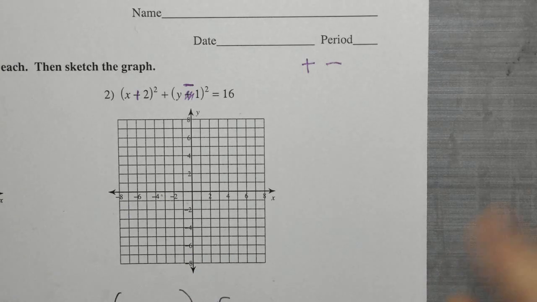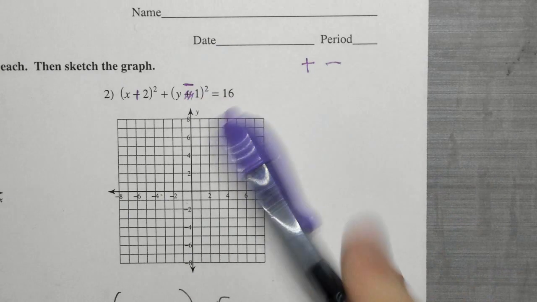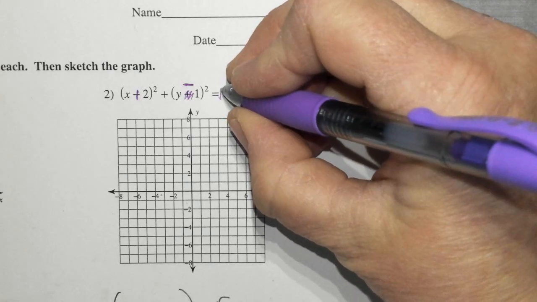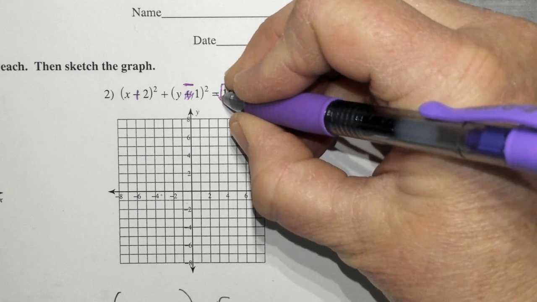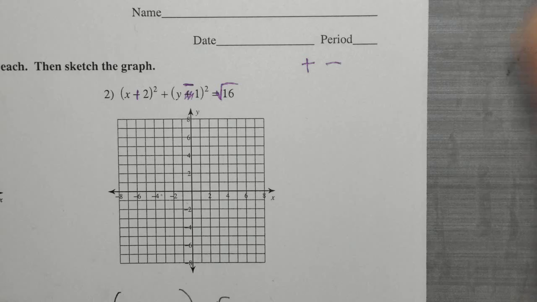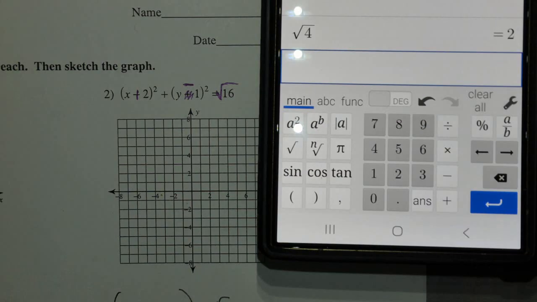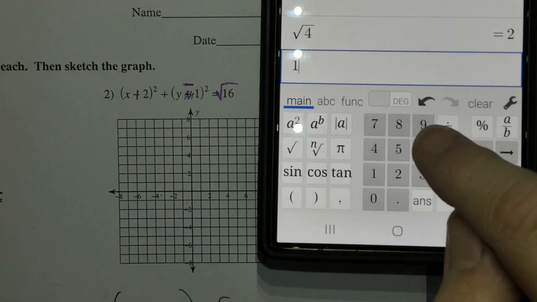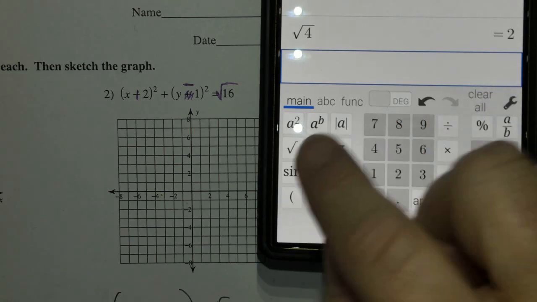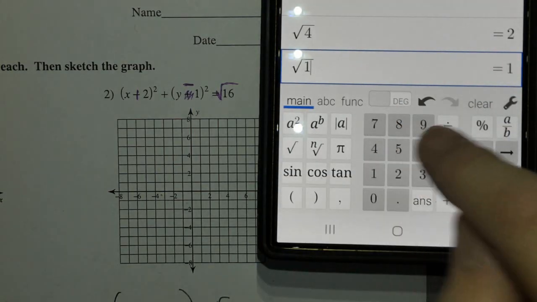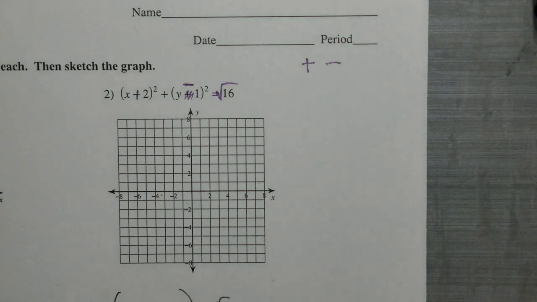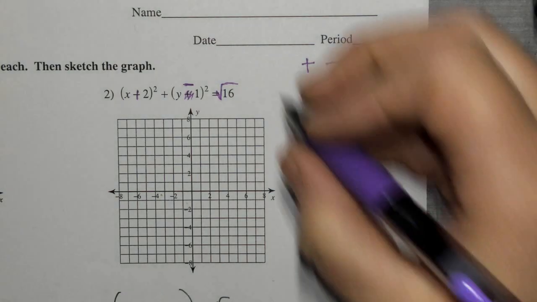All right? So now we need the square root. So go ahead and write that there so you remember. Let's make the change. 16, oops, I keep doing that. The square root of 16 is 4. So that is going to be equals 4.